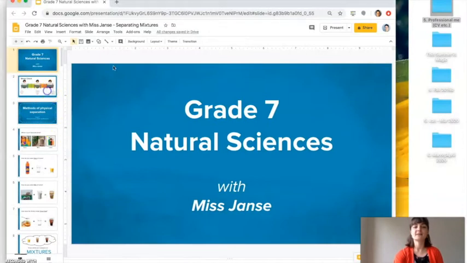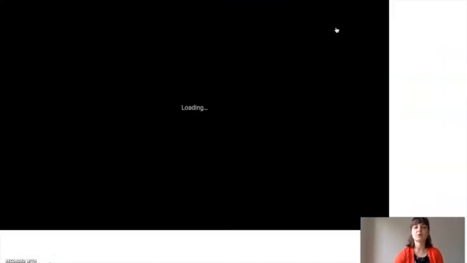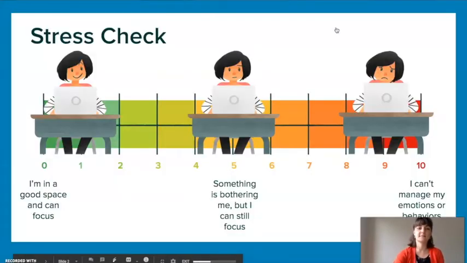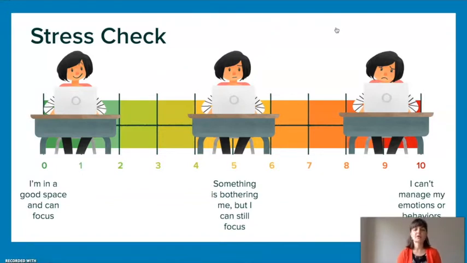Before we begin, I would love for us to take a moment just to think about how we are feeling. Are you in a good place and you can focus, or is something bothering you a little bit? Or is there something that's really getting in the way and that's going to make it harder for you to learn? Wherever you are on this continuum, I want you to take a deep breath in and then out and get yourself ready for learning.